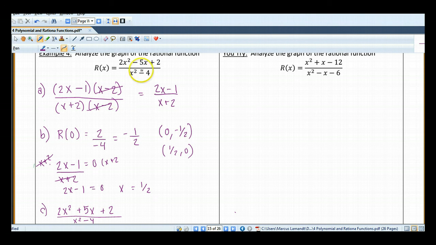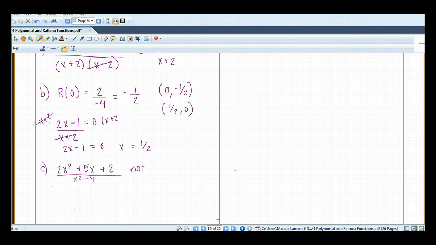This is not exactly the same as this, so it's not even. And if I distribute a negative sign, it's kind of obvious that that's not going to equal this either. So it's not odd. So there's no symmetry.